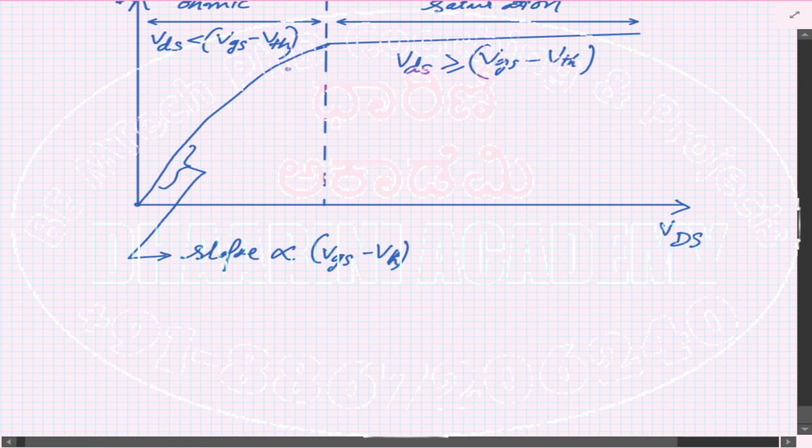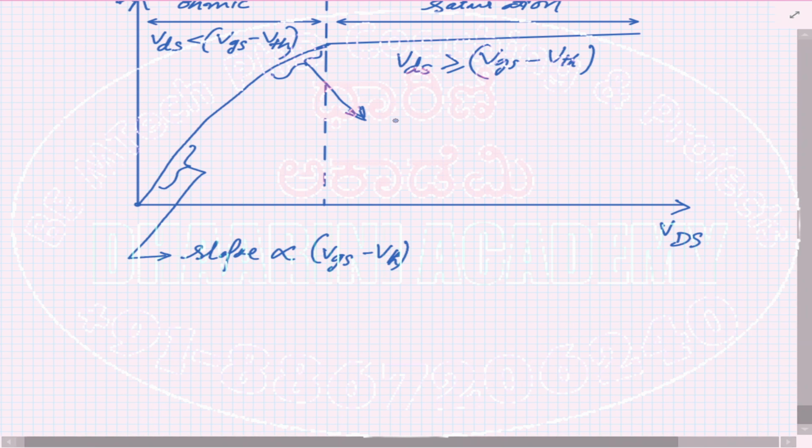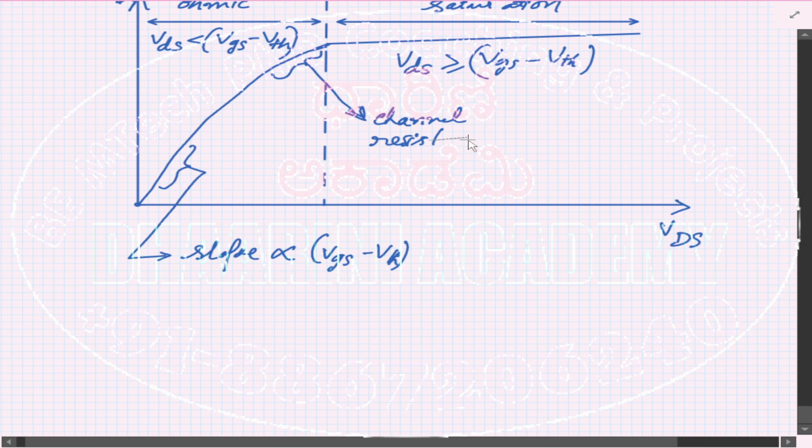Now in this region, you see that over here the curve actually bends, right? Moves towards a constant value. Previously, it was continuously increasing, but in this region, I can see it actually bends towards becoming a constant, correct? That is because the channel resistance increases. Channel resistance increases at this point.